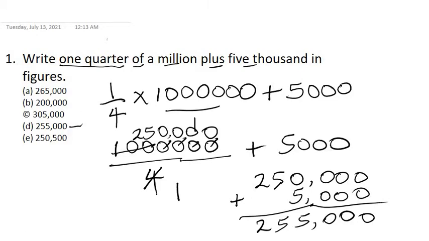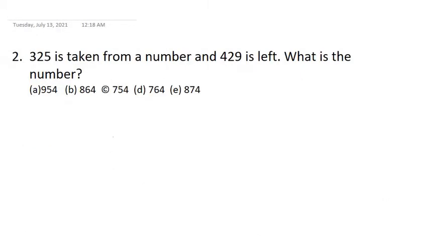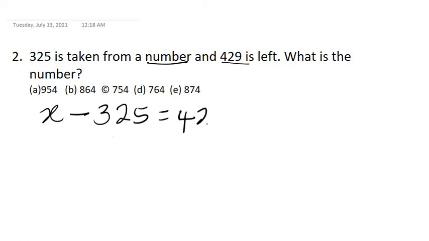Question 2. 325 is taken from a number. Do we know what the number is? No. We are going to represent this number with any letter of our choice. Let's let the number be x. 325 is taken from x. So x minus 325 equals, what is left? 429 is left. Equals 429.